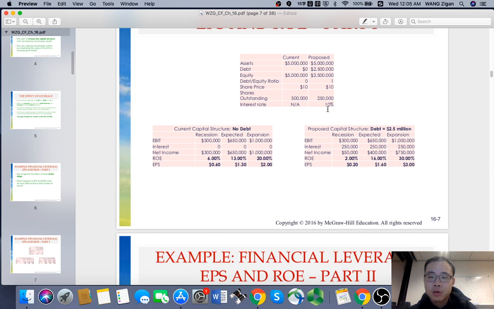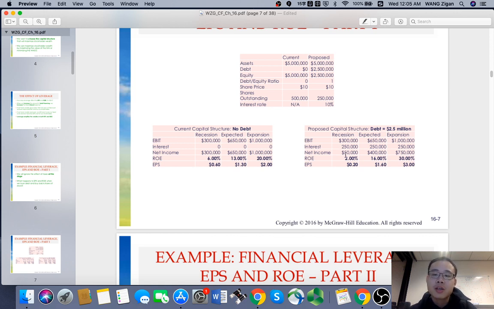So this is earnings before interest and taxes. Here we assume that taxes is 0, so net income will be just EBIT minus interest. 300,000 minus 250,000 will be 50,000. And for the expansion, 1 million minus 250,000 will be 750,000.